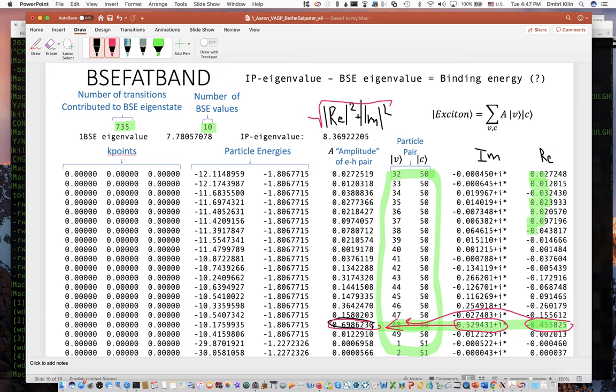Okay. Not exactly sure if this IP eigenvalue just corresponds to, like a normal DFT, just removing an electron from the HOMO orbital. It's a reasonable hypothesis. We may keep checking it.